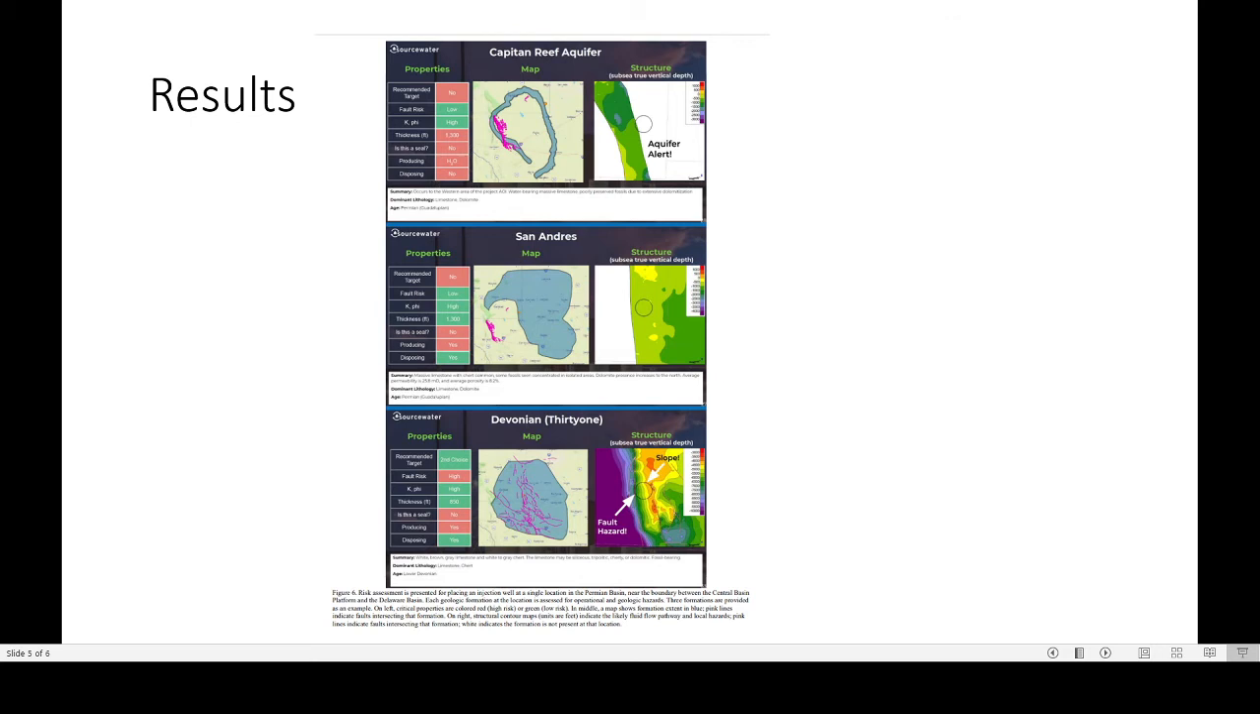There are critical properties on the left, so they're high risk if they're red and green if they're low risk. The middle visual is a map that shows the formation extent in blue. Pink lines indicate faults intersecting the formation. The right shows structural contour maps that indicate the likely fluid flow pathway and local hazards. Pink lines indicate faults intersecting that formation, and then the white indicates the formation is not present at that location. So this shows you a few examples from the Captain Reef, San Andreas, and Devonian.